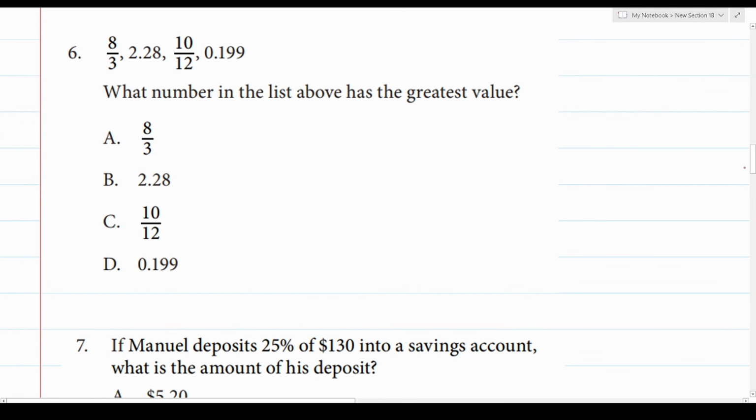Number 6 says, what number in the list above has the greatest value? Okay, so right off the bat, we should realize that numbers such as 0.199 are going to be very small since they have no whole value here. So this isn't it. 10 over 12 is very easy to reduce. If I divide 10 by 2 and 12 by 2, this is 5 over 6.